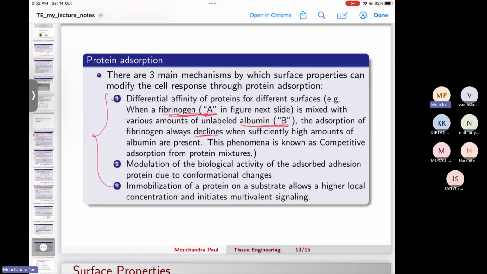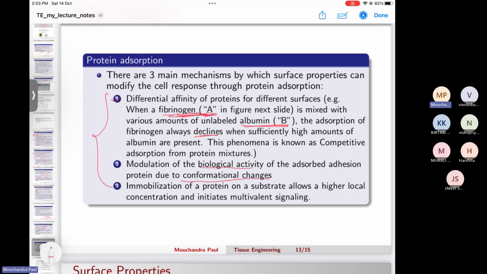Then another mechanism. The first mechanism is competitive adsorption, and that is applicable when a mixture of proteins is there, and you will see one protein has a tendency to adsorb much more strongly on a surface than the other protein, or one protein is hindering the adsorption of another protein. Okay, now due to surface properties, some proteins can undergo conformational changes, and that can in turn affect how the cells are going to respond to that surface.